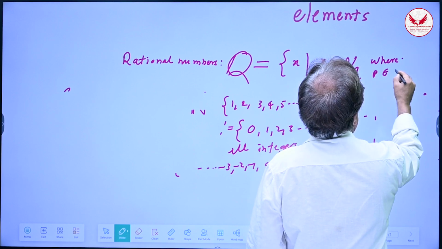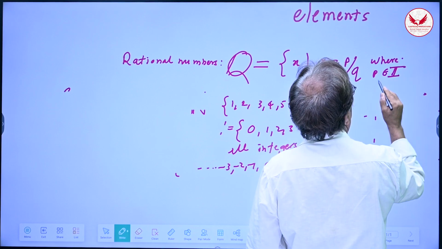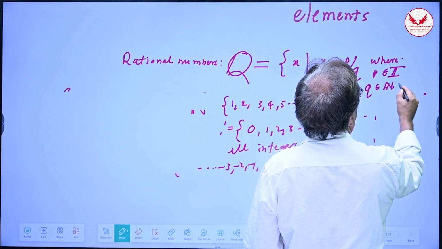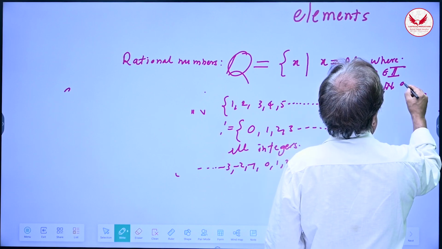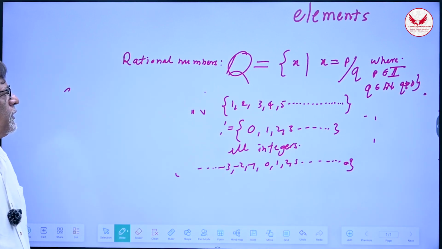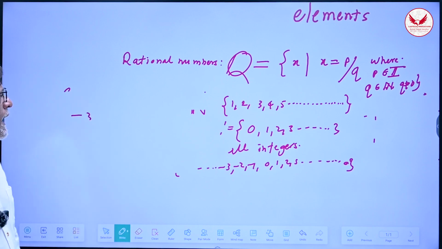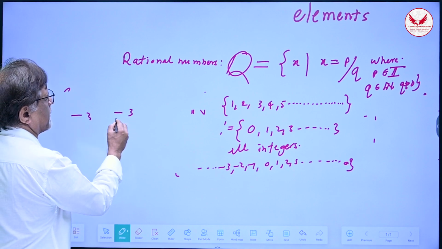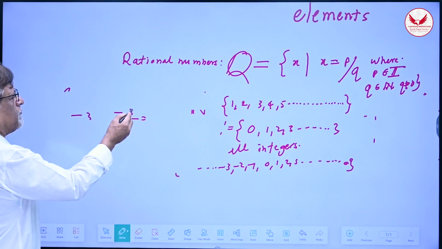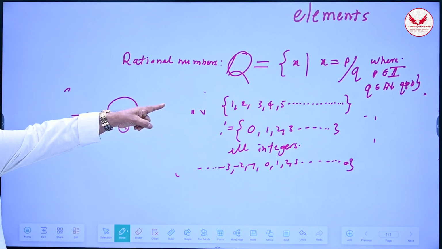where p belongs to the set of integers, and q belongs to the set of natural numbers. Remember, natural numbers do not contain 0, so q cannot be equal to 0. Correct? For example, if I write the number -3, is it a member of the set of rational numbers? Absolutely yes. Why? Because -3 can be written as -3 upon 1. -3 is a negative integer and 1 is a natural number. That satisfies the condition.